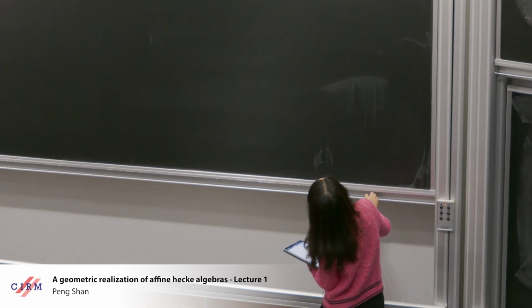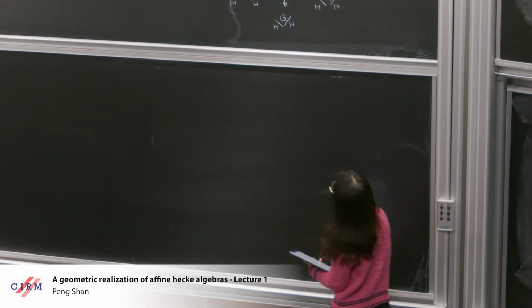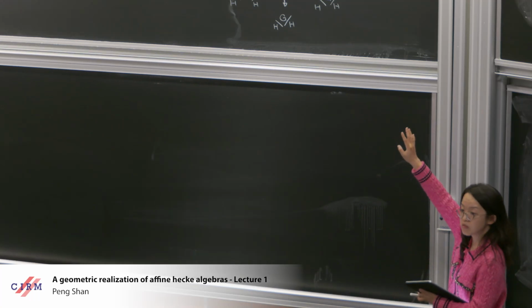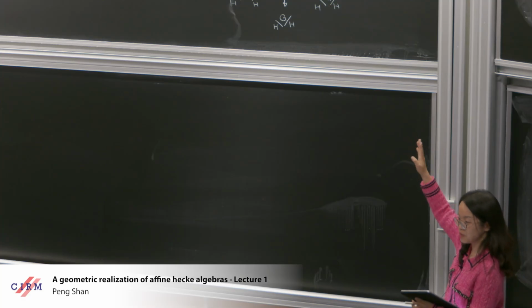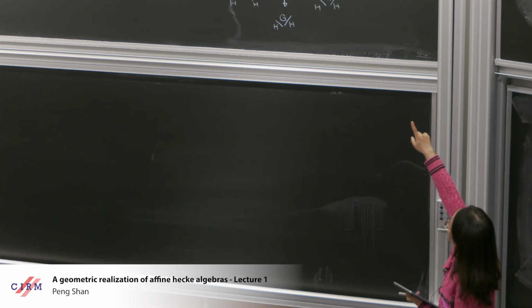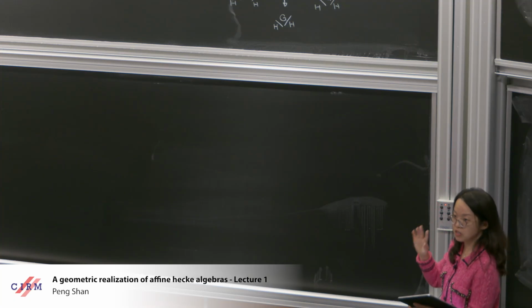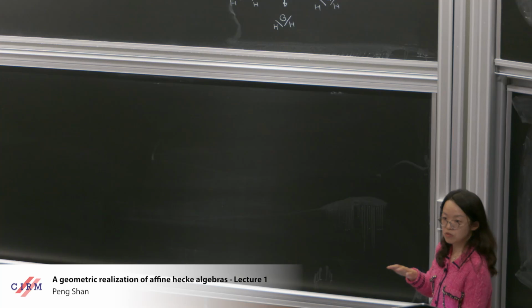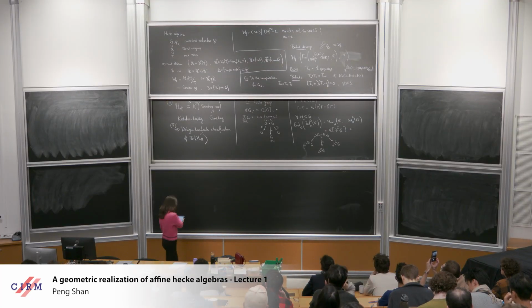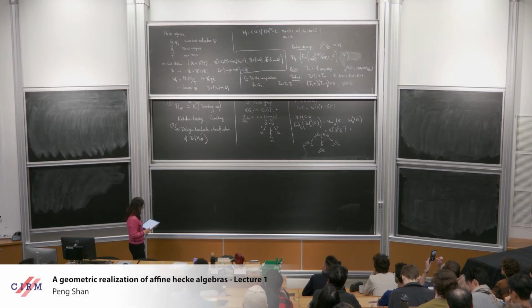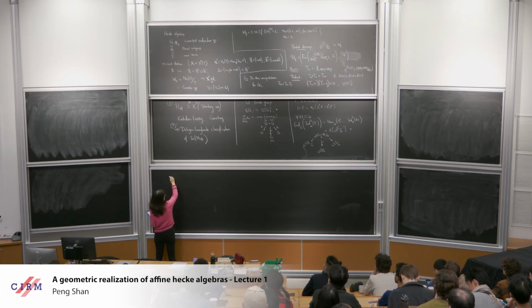Okay, maybe one remark: at this stage, when you describe this algebra this way, you can forget about G and B. It only depends on the group, on the Coxeter group W itself. So you can define this algebra for any Coxeter group without talking about the reductive group G or the Borel.